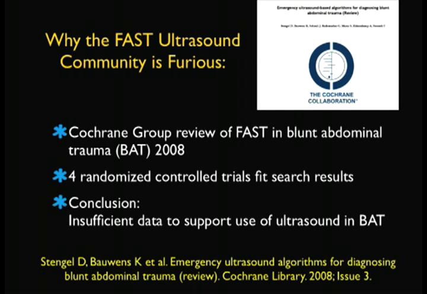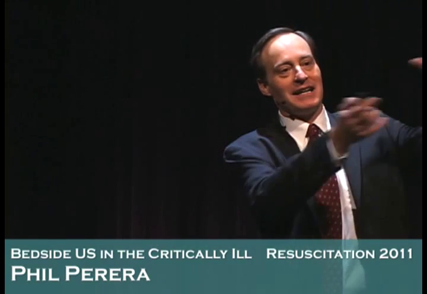Those people who do the Cochrane collaboration, what did they do? They came up with a meta-analysis looking at all the FAST trials. They were able to find 4 randomized trials, and basically their conclusion, I love the Canadians, was insufficient data to support the use of ultrasound in blunt abdominal trauma. So thank you, Canada. We appreciate that, but you can stay up there.